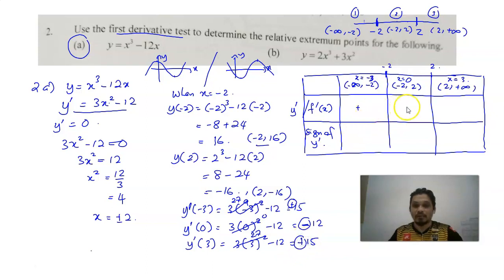Okay, positive, negative, and positive. So the sign of y prime here is positive, negative, and positive. This is the sign of the gradient. So we may imagine how the graph looks. The graph moves up. Okay, stop now around here.